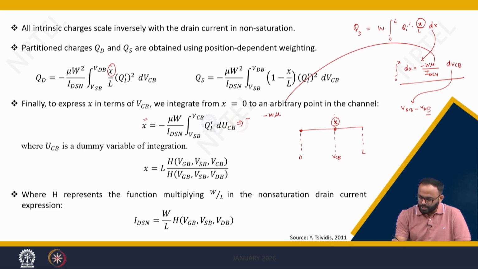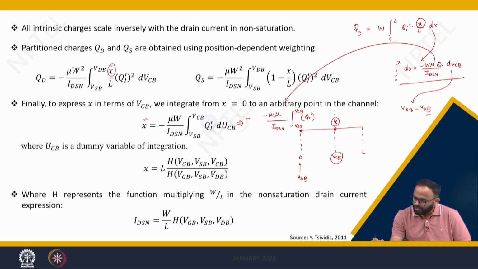So, I am doing integration of this, divided by IDS', and you need to put the limit. The limit at x equals 0 is nothing but VSB, and now you are calculating at some arbitrary x. At that moment the limit will be VCB. So that is what the limit will be, VSB to VCB, and you need to integrate as dQi'.